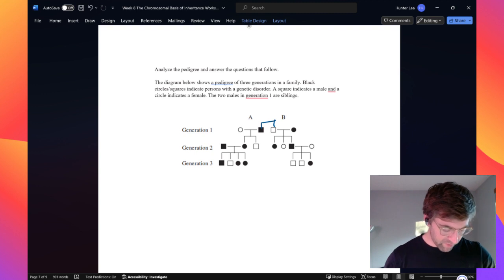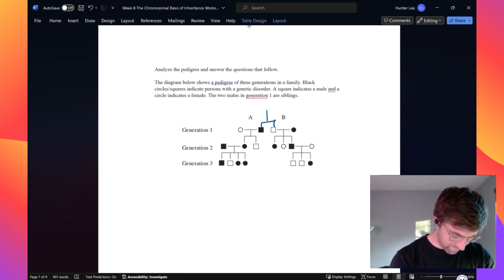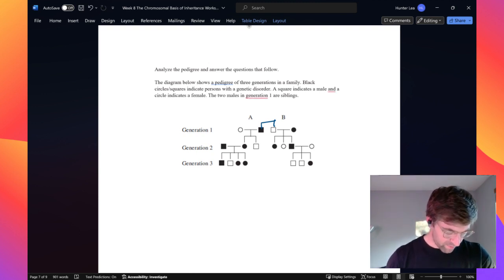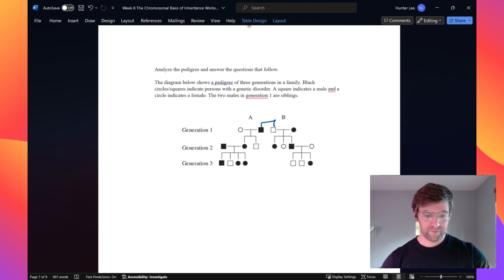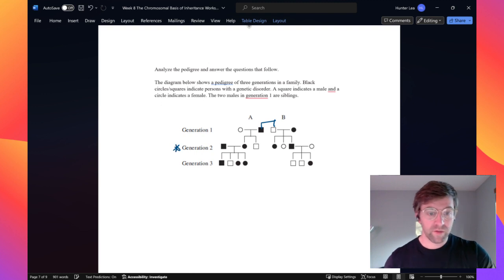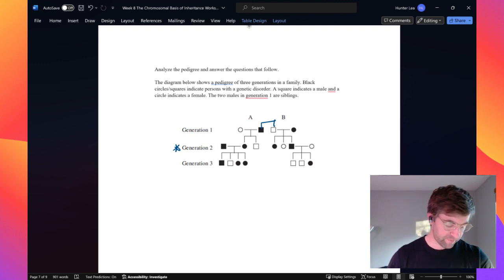Cool. So they're brothers. They have parents in common, and we don't know anything about them yet. So I'm just going to leave that bracket there to help us. Our first question, looking only at the generation 2 offspring, what can you say about the genes controlling the genetic disorder? Is the disorder caused by a gene that is dominant or recessive, autosomal, or sex-linked?